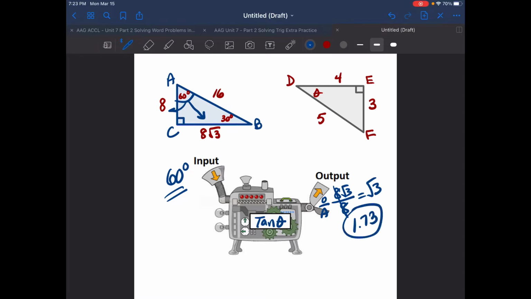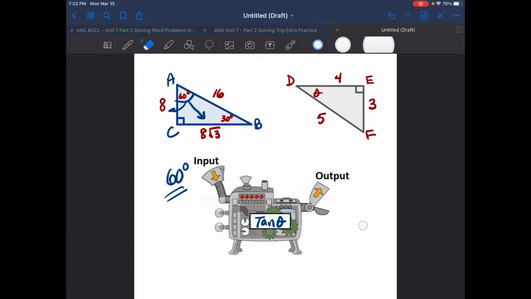Okay, so now let's take a look at this other triangle because it's not a special right triangle, but it's actually going to ask us to go backwards. Now this is really why I wanted to show you this diagram. In this case, we have all three sides, but we do not know the angle measures. So what I'd like to do is work backwards.